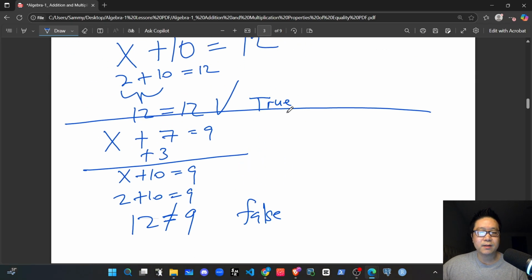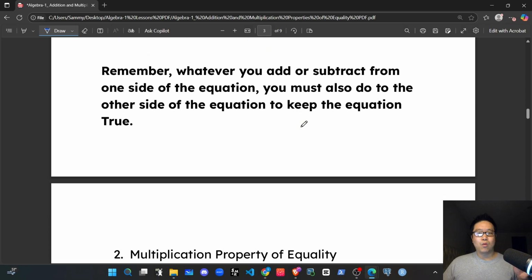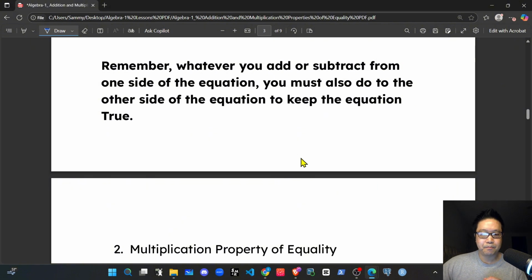Okay, and that's what the addition property of equality basically boils down to. It says whatever you add or subtract from one side of the equation, you must also do to the other side of the equation. Do the exact same thing to the other side, okay, to keep the equation true.